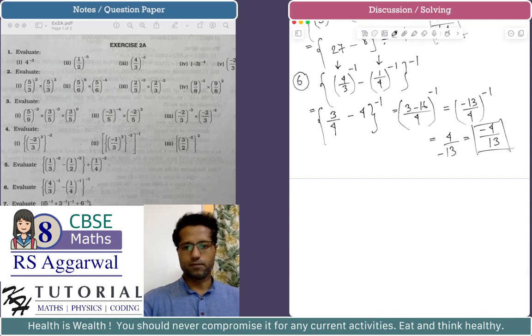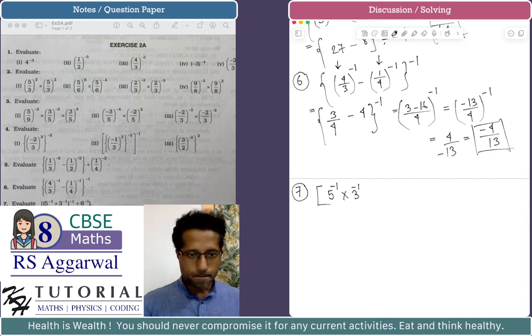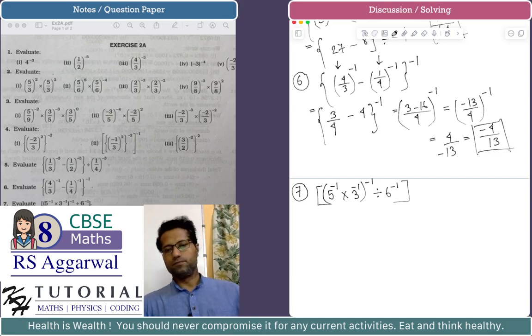Problem number 7. Evaluate. It is given 5 raised to the power minus 1 multiplied by 3 raised to the power minus 1, okay, this whole raised to the power minus 1 divided by 6 raised to the power minus 1. Okay.